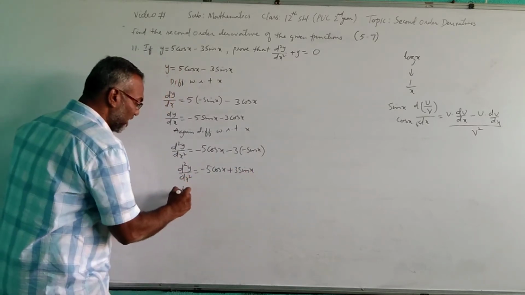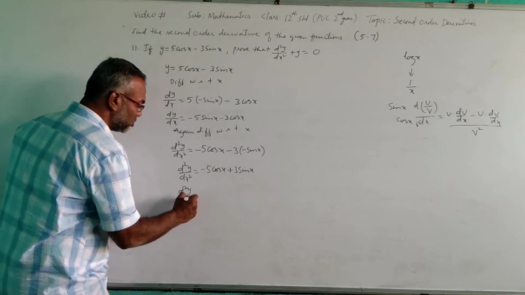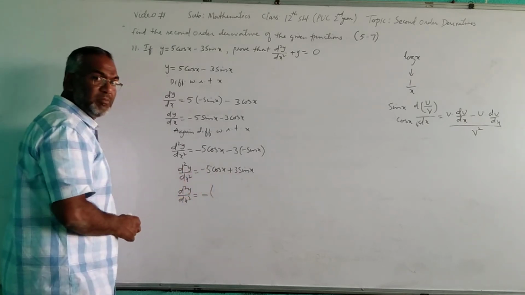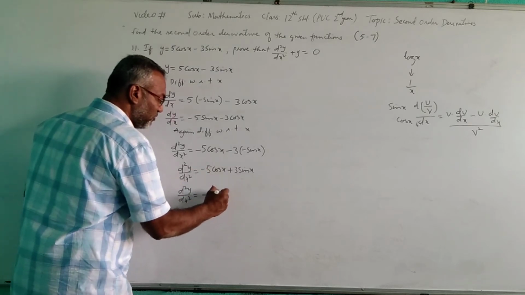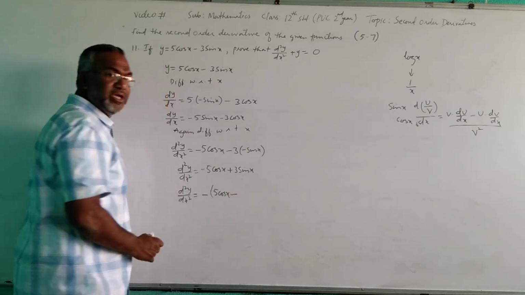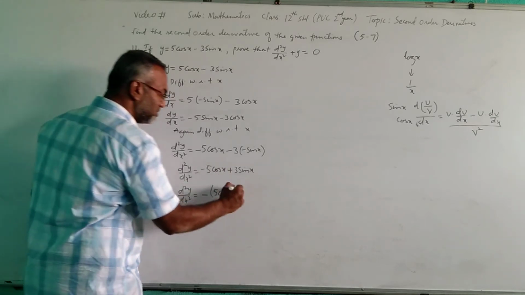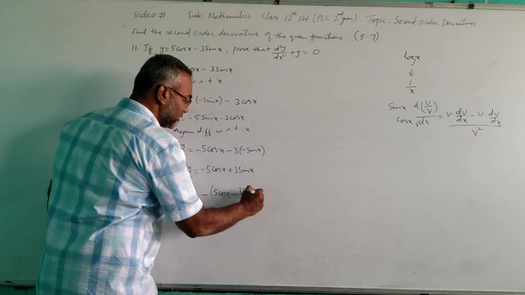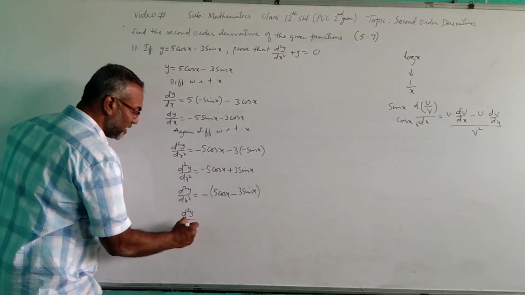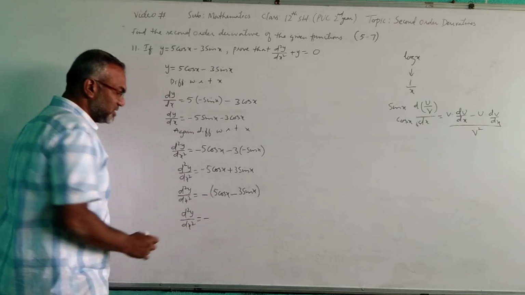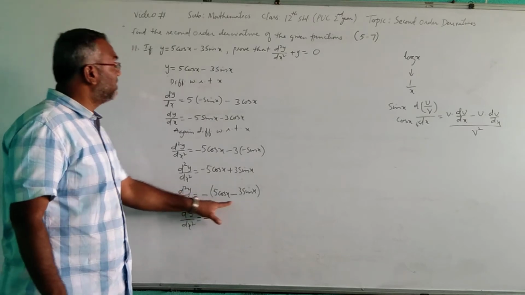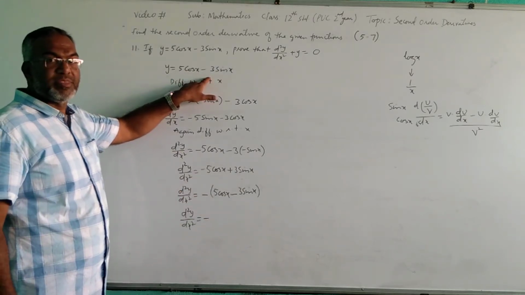Now d square y by dx square is equal to, take minus common in these two. When we take minus as common sign, then it becomes 5 cos x, negative will become positive, and positive term will become negative because of taking minus sign. It becomes minus 3 sin x, right? Now we have d square y by dx square is equal to minus, this minus as it is. If you observe carefully, this is the given equation.